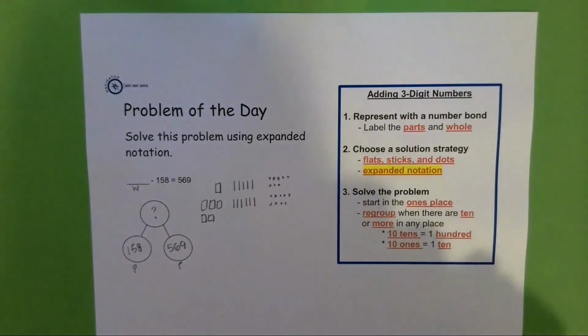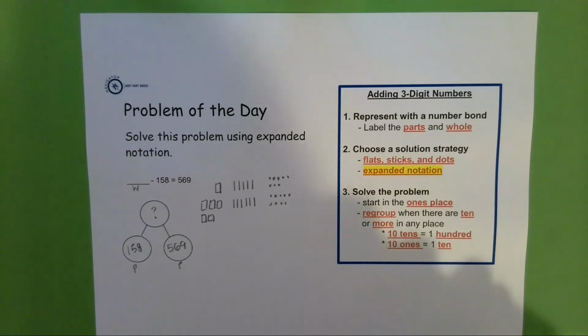Why are we adding if this is a subtraction problem? Say it out loud. I bet you said that we're adding because the whole is missing and the whole is all of the parts. So if we add the two parts together, we'll get the missing whole. Nice work. What place should we start in when we add?